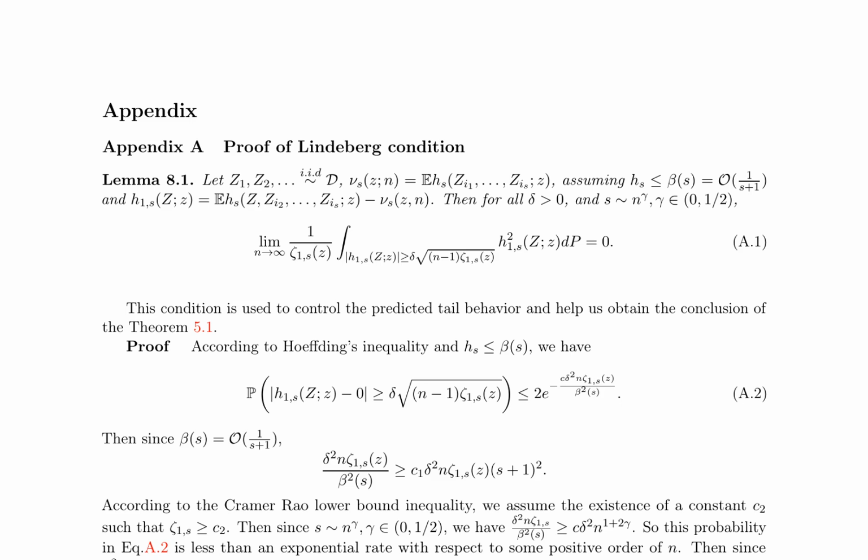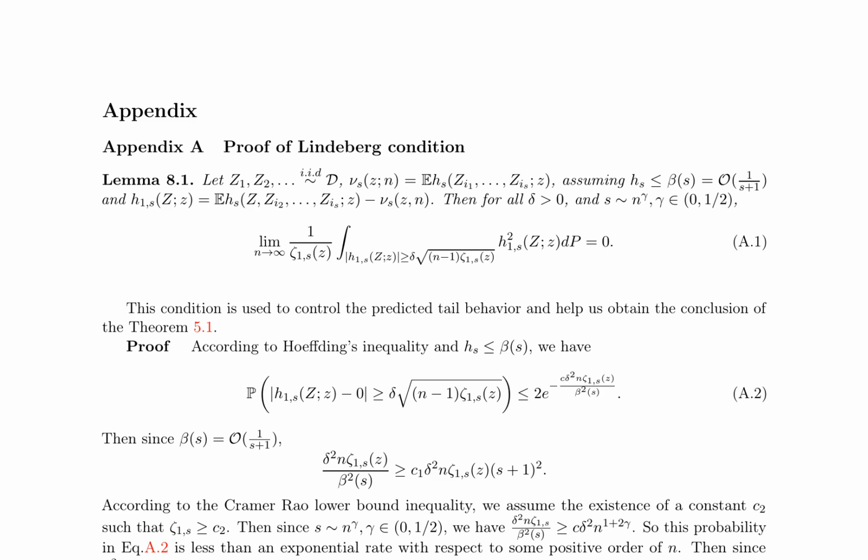In the appendix, a detailed proof for the Lindbergh condition is presented. This condition plays a pivotal role in controlling the predicted tail behavior and achieving the conclusion of Theorem 5.1. The proof involves a series of steps that utilize Hoeffding's inequality, the Cramer-Rao lower bound, and the assumption that the function h2,1,s,z is bounded.